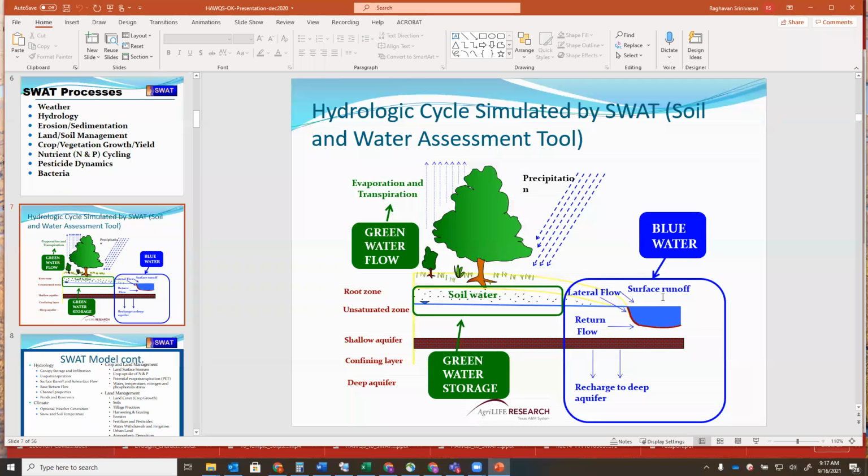So this is also what we call blue water, green water. Blue water means the renewable water that's available, which is partitioned from your precipitation into runoff, lateral flow, return flow, and deep aquifer recharge. And the green water is the amount of water consumed by the plant and the soil evaporation. And then the green water storage is your soil moisture storage and the storage in your aquifer.